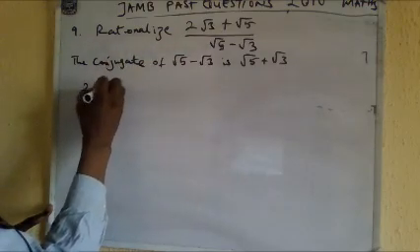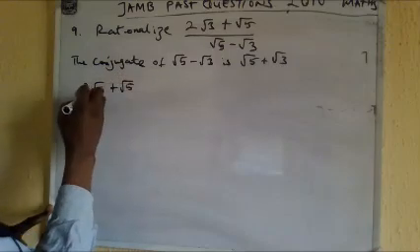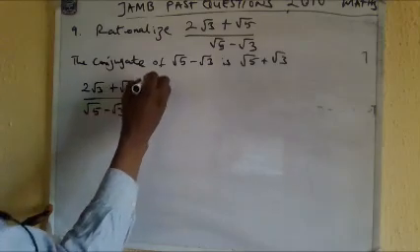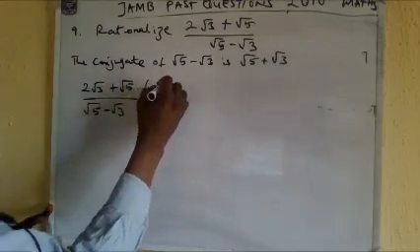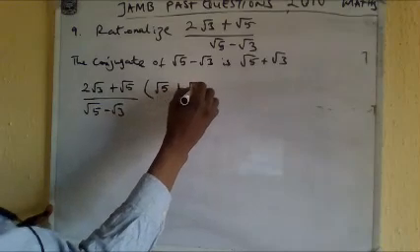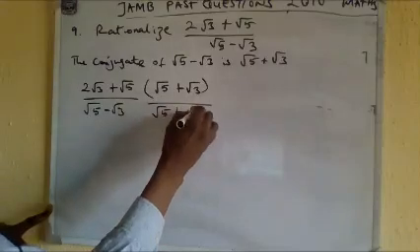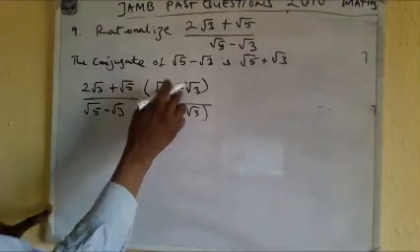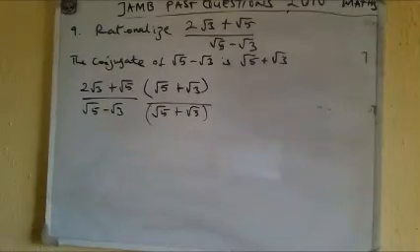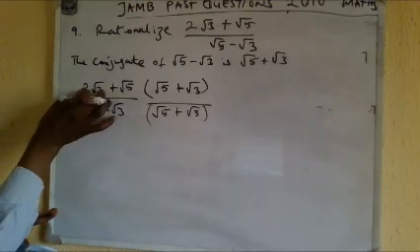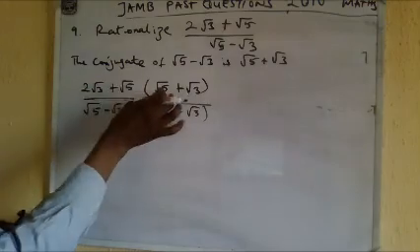2 root 3 plus root 5 all over root 5 minus root 3. So upstairs, I multiply by the conjugate, which is plus. Downstairs, I multiply by the conjugate again, which is plus. What I'm calling plus is the center operation, operation at the center. So how do we do that? Look at it, do it one by one. This first term here times the first term inside the bracket.